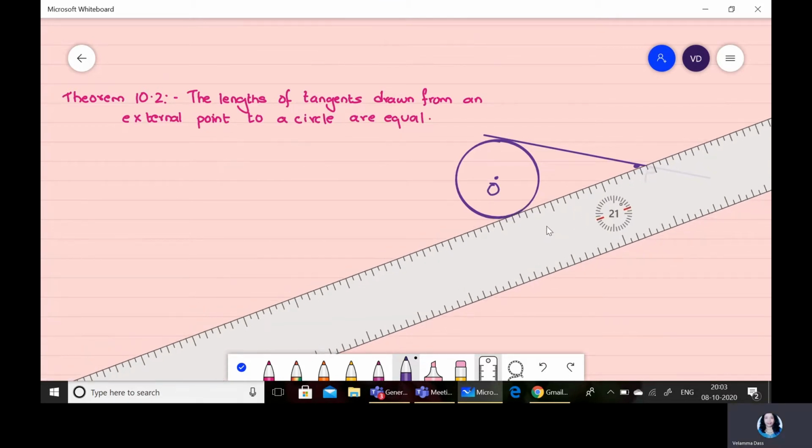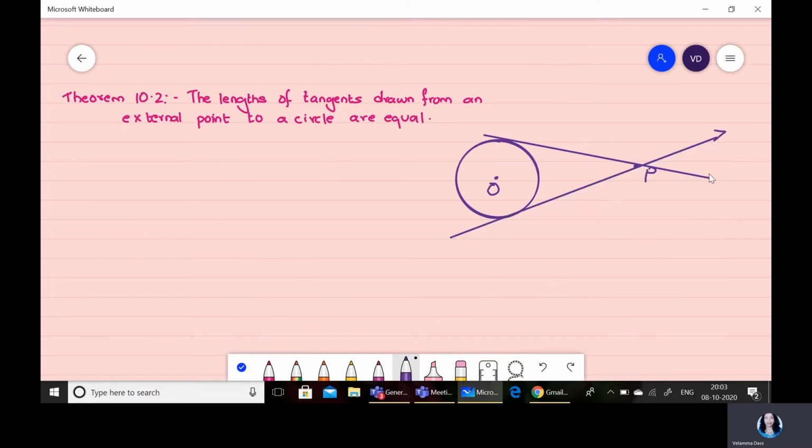Let's take a little closer, and here we can find that the line touches the circle. So I have drawn two tangents from the external point. Let them meet the circle at the points A and B. So here we have to prove that the length of the tangents drawn from an external point to a circle are equal. From this point P, the tangent segments are PA and PB, and we need to prove that PA and PB are equal.